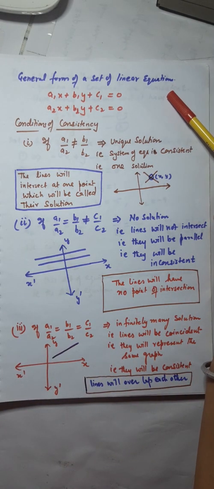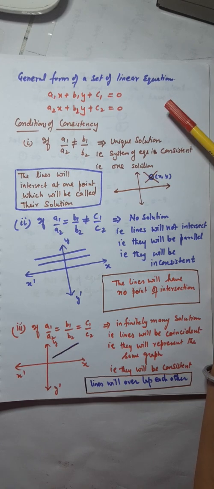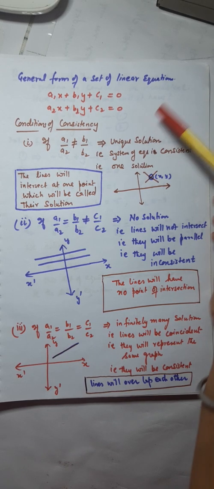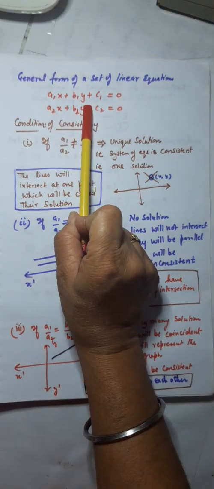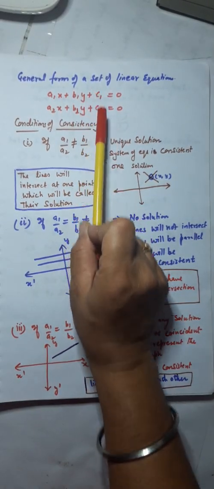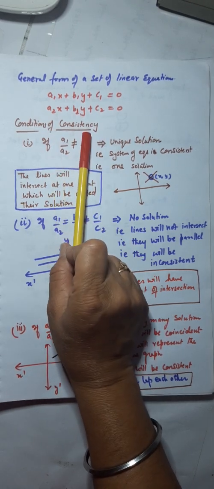General form of a set of linear equations. Usually, linear equations in two variables occur in pairs because we have to solve them theoretically and we are able to apply the method easily since there are two variables. So, two equations are required to find a solution. Conditions of consistency.